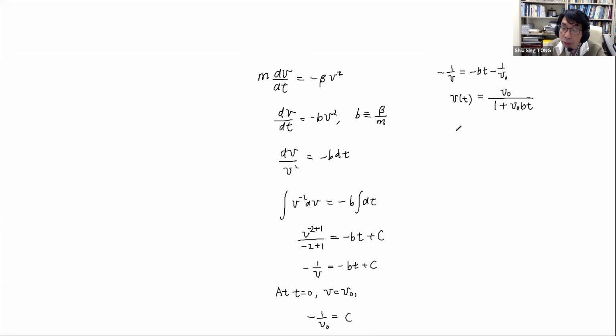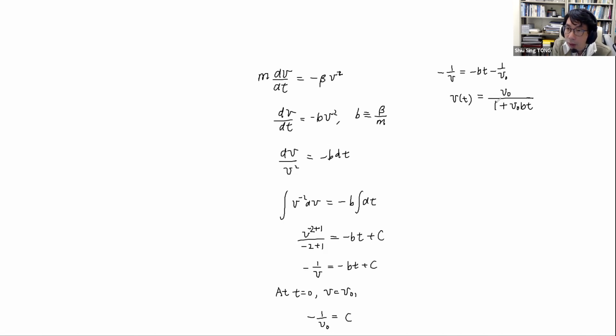If you are required to define the time scale that characterizes how fast the velocity changes for this problem, then how would you define the time scale? Anybody knows the answer? Now I would define it like this.